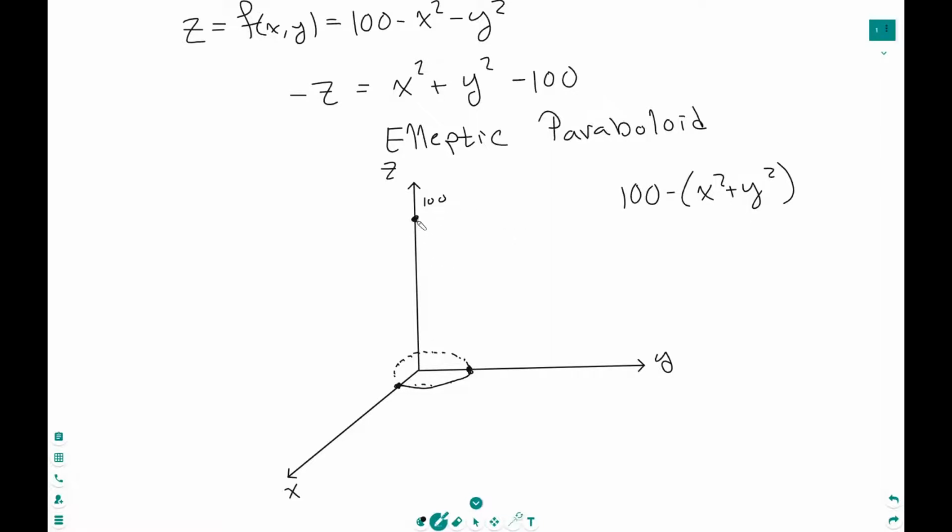Right? And because we know this is an elliptic paraboloid, it's kind of messy, but it's a parabolic shape here. And this extends past as well, right? So it keeps getting larger and larger as we go down.